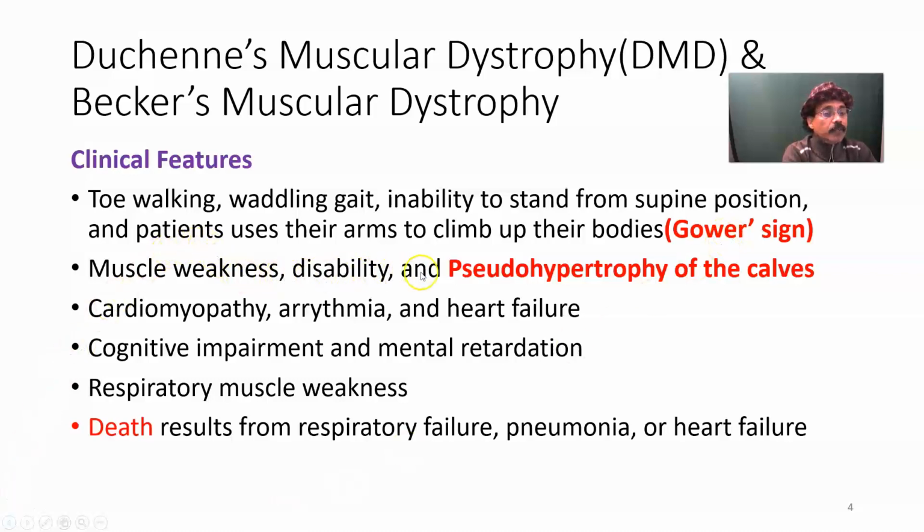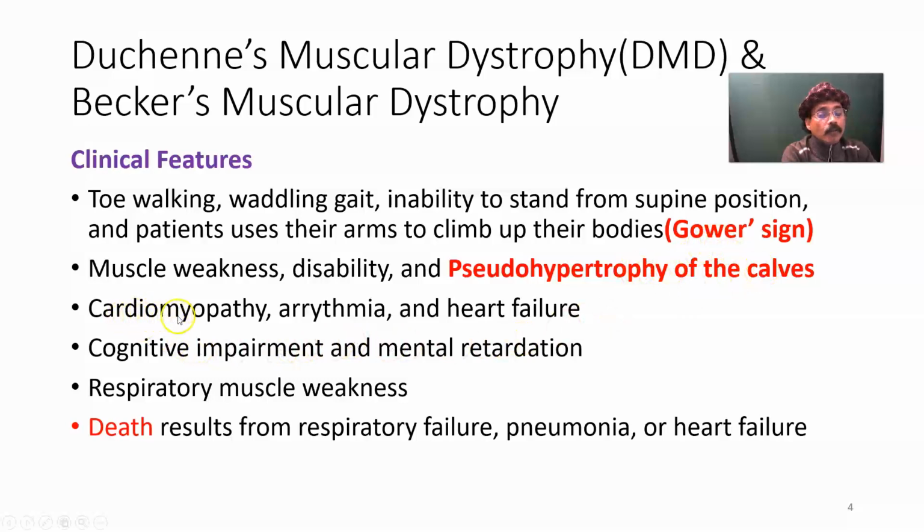Muscle weakness, disability, and pseudohypertrophy of the calf muscle. We have two muscles, gastrocnemius and soleus muscle. These are called calf muscles. These are present at the back of the leg, just below the knee joint. So there will be replacement of the muscle by fatty tissue and connective tissue. We call it pseudohypertrophy of the calf muscles.